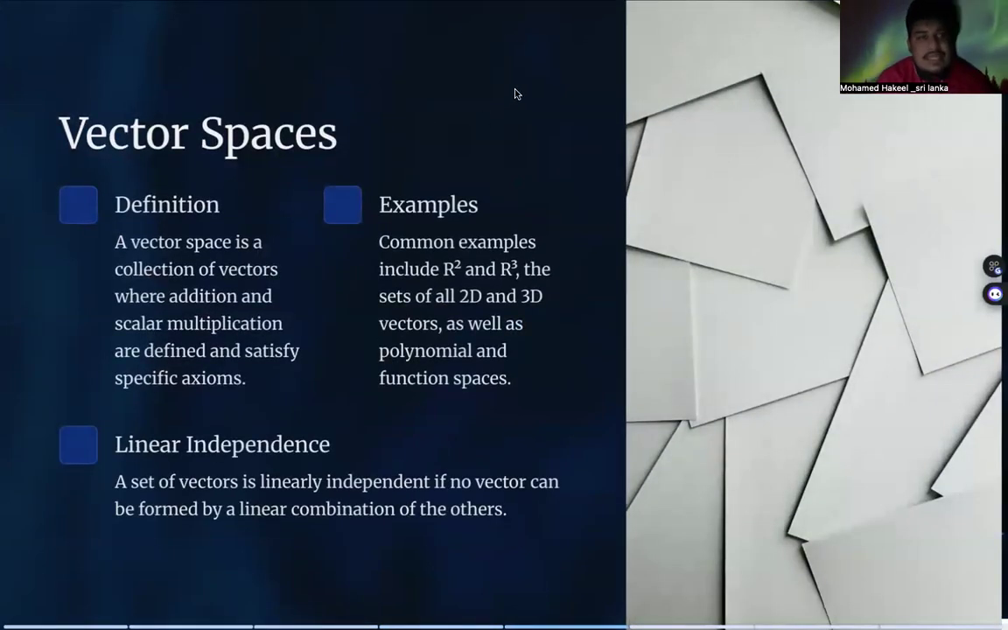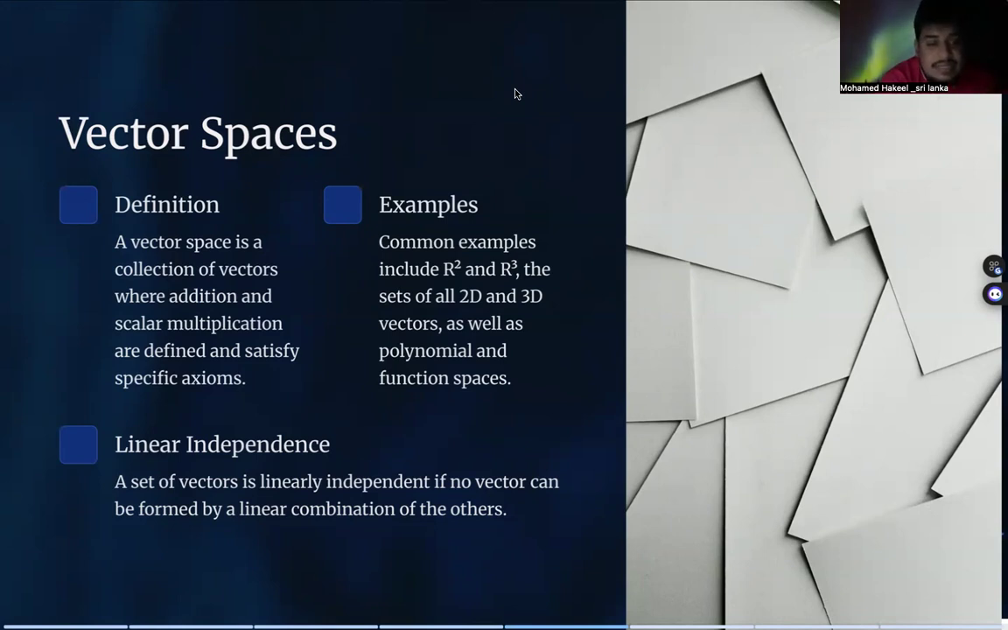And vector spaces. Definition: a vector space is a collection of vectors where addition and scalar multiplication are defined and satisfy specific axioms. Example: common examples include R2 and R3, the set of all 2D and 3D vectors, as well as polynomial and function spaces.